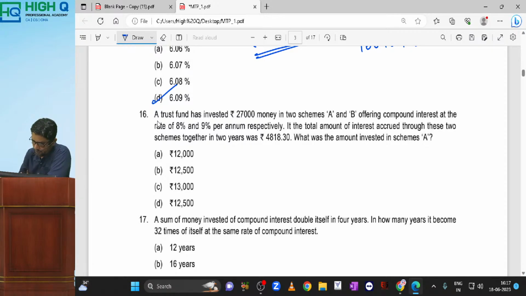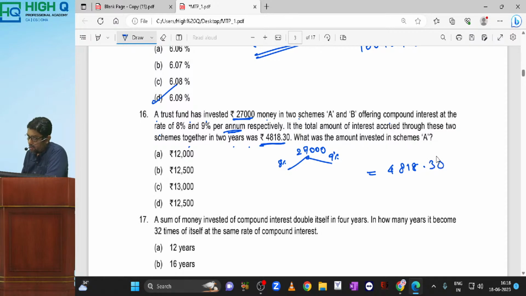Now, a trust fund has invested 27,000 rupees into 2 schemes, A and B, offering compound interest at the rate of 8% and 9% per annum. If the total interest earned through these 2 schemes together in 2 years was 4818.30, what was the amount invested in scheme A? We need to find that out.